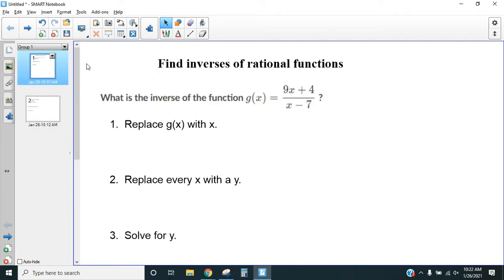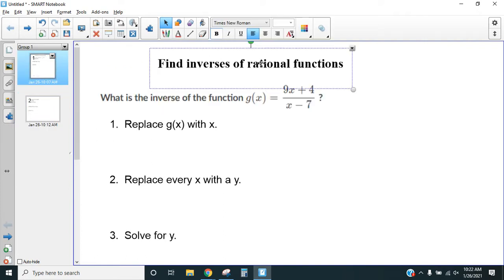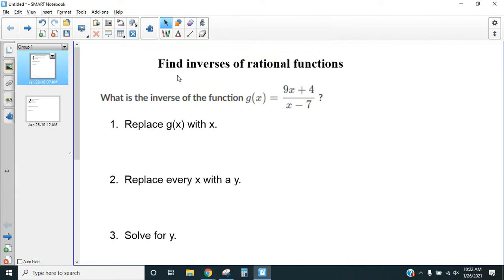Why are they fractions? Because it says find inverses of rational functions. What word is in rational? Yeah, ratio, which means fraction, right? So that's what we're talking about. Now, what does it mean for something to be an inverse?